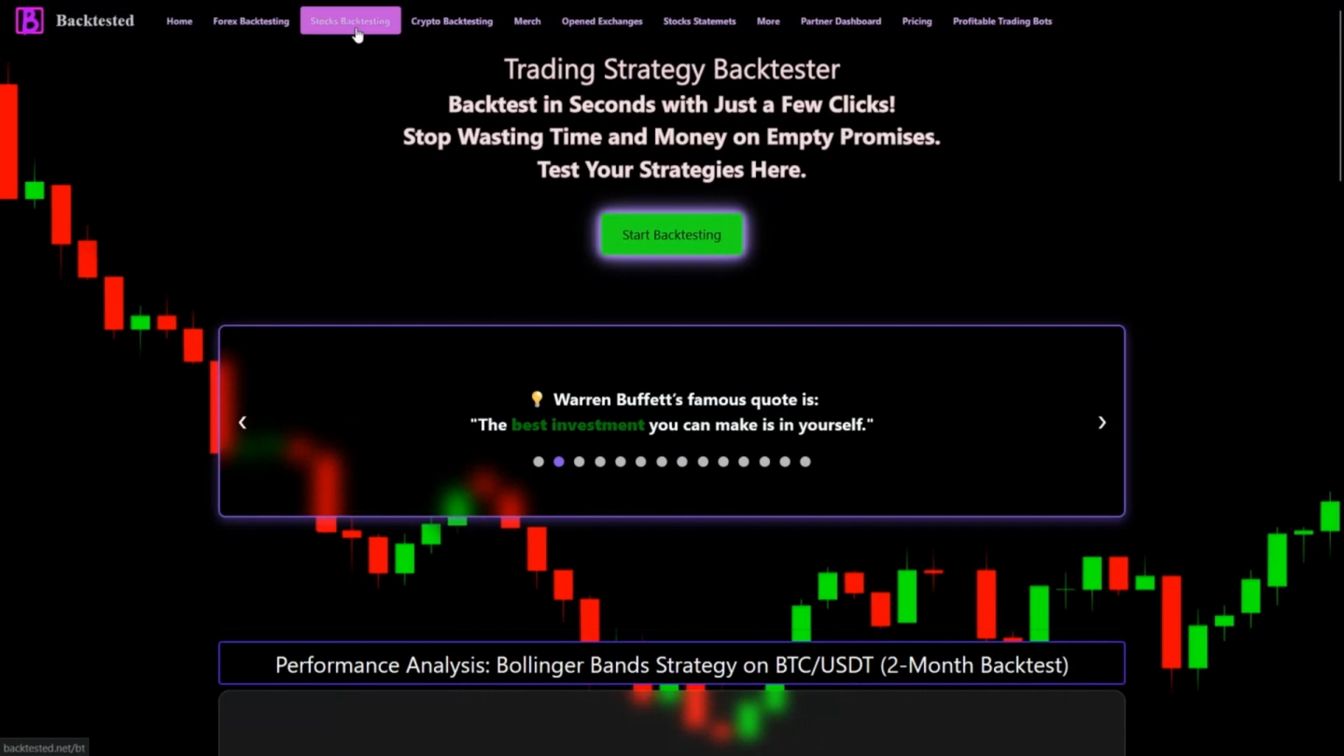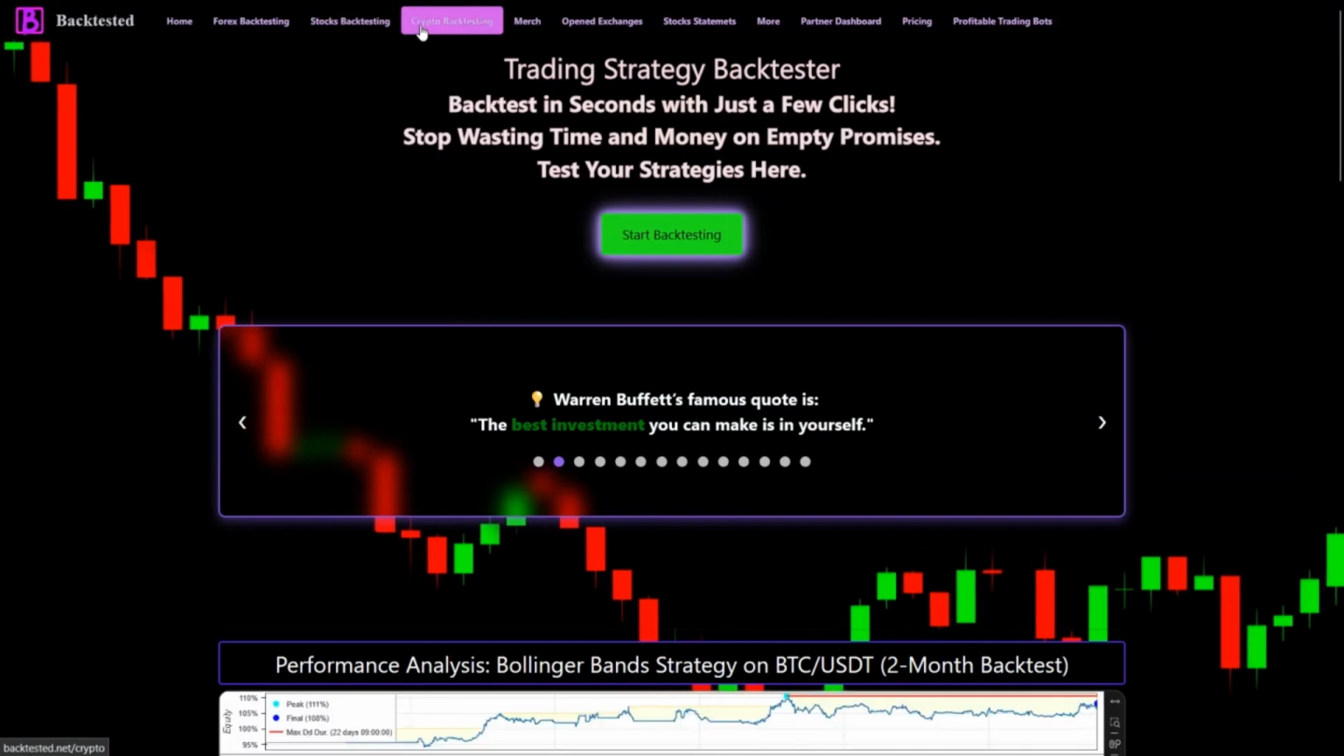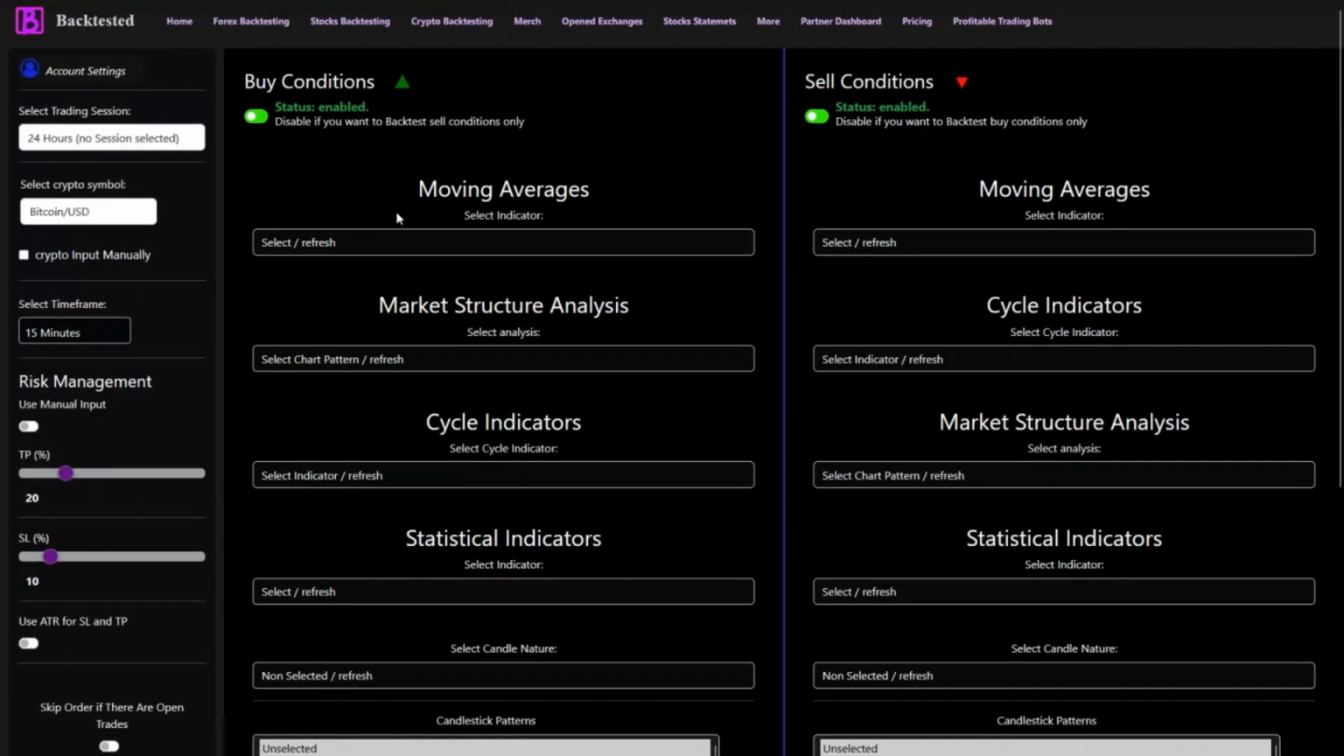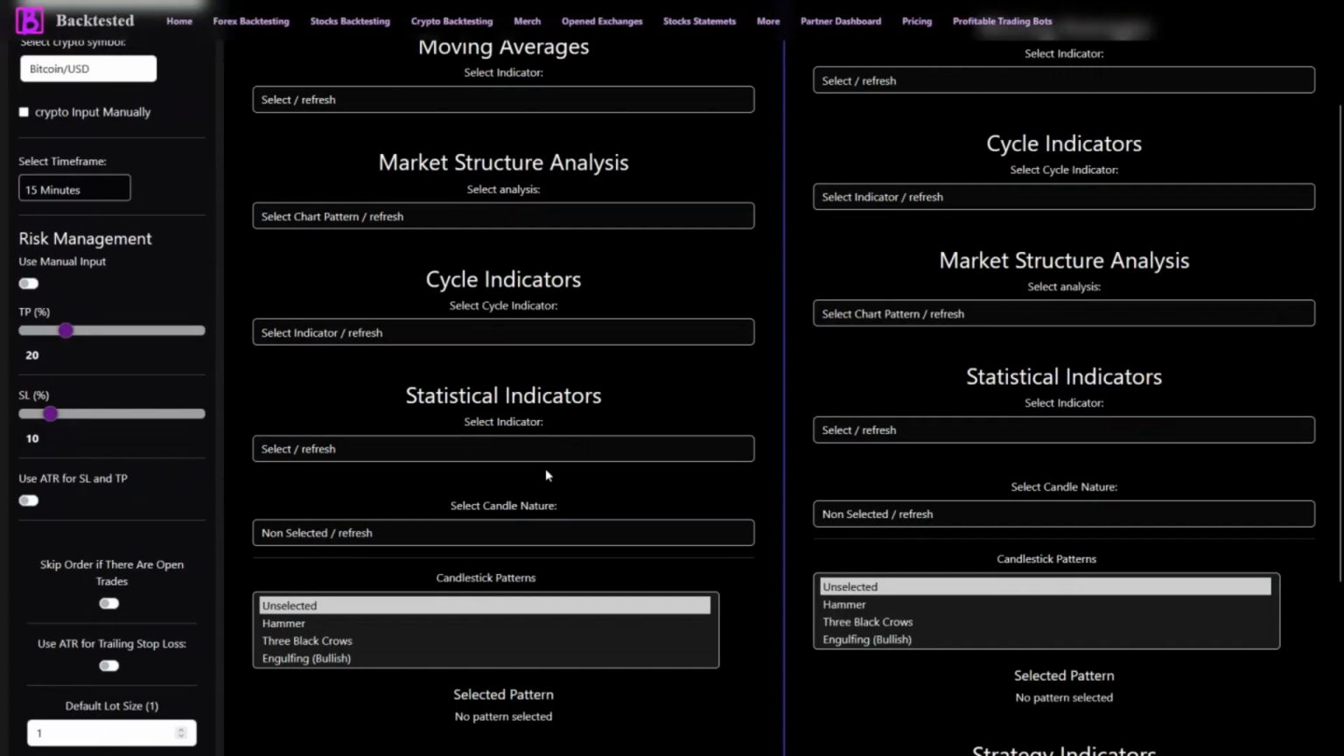We will be testing on crypto, but you can test in stocks and Forex, so keep it in mind. After heading to the crypto backtesting interface, disable the sell position side. Since we are testing the bullish engulfing, we will look for buy positions only. And if you are aiming to test sell strategies only, you have to disable the buy conditions.